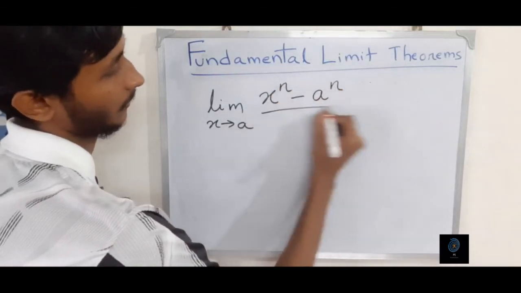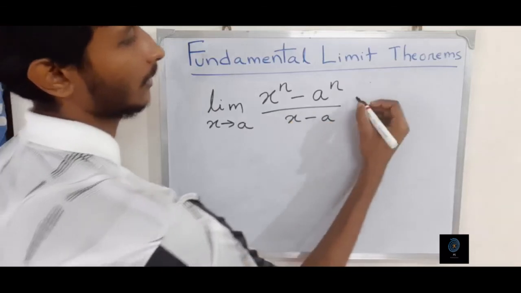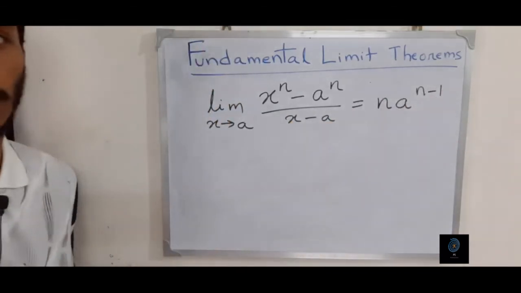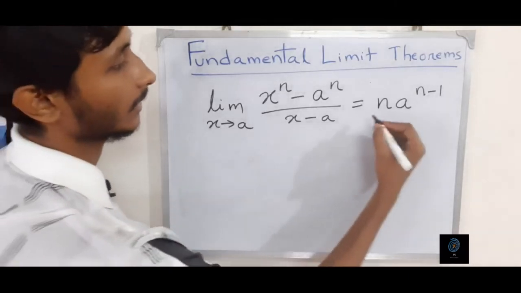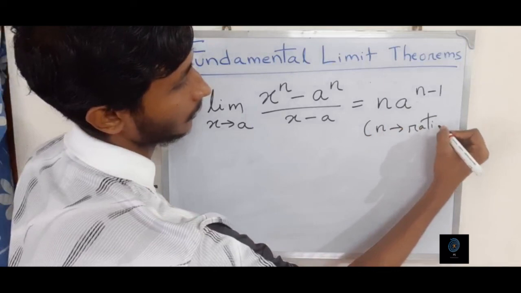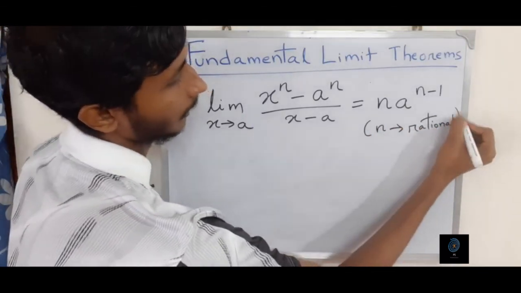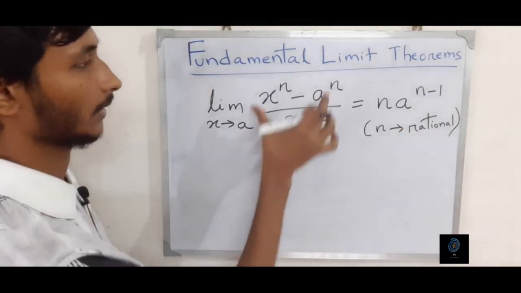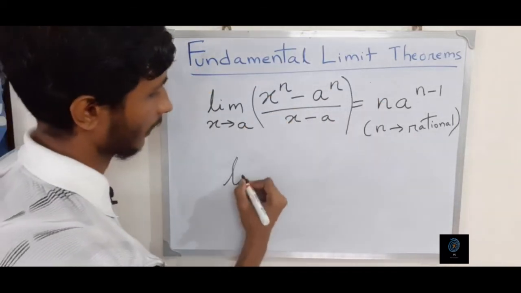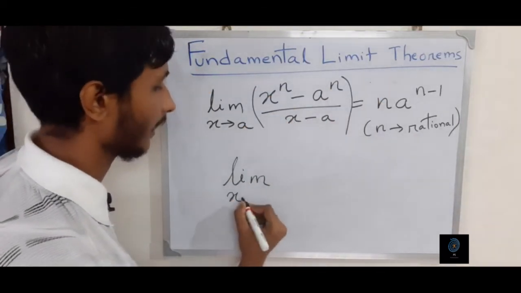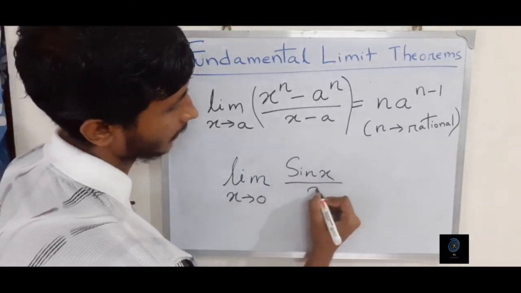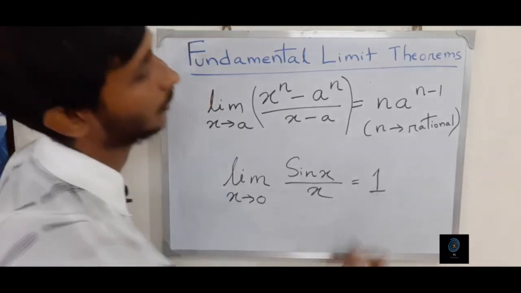Limit x tends to a of (x to the power n minus a to the power n) by (x minus a) equals n into a to the power n minus 1, where n is a rational number. n has to be a rational number. When x is tending to a, the value of this limit will be n into a to the power n minus 1. And another formula, limit x tends to 0, sin x by x is always equal to 1.